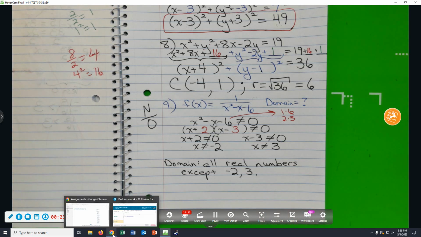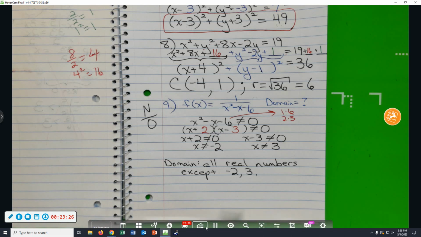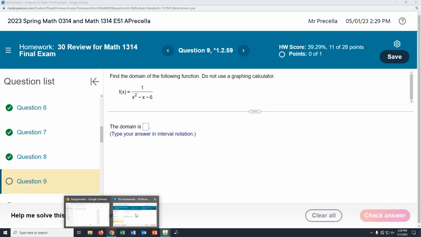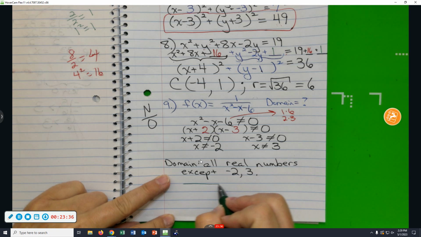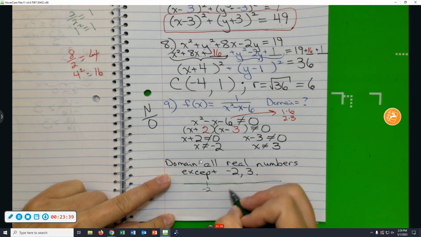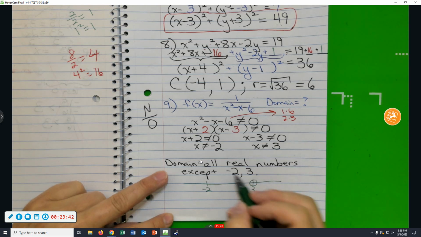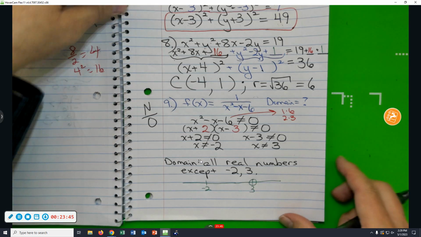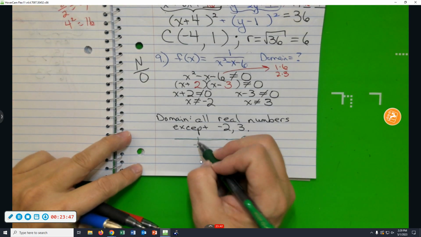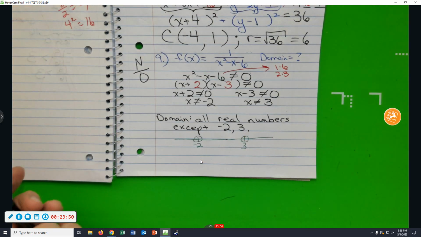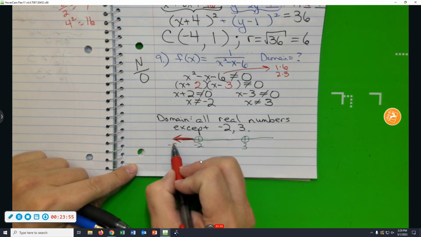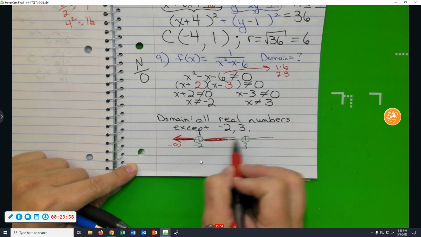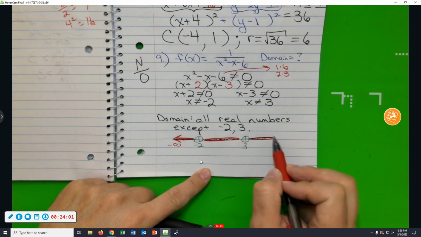But they want us to write the domain in interval notation. Notice the instructions there. So how do we write that in interval notation? I always think of a number line. I picture it on a number line. Negative 2 and 3 are like those denominator cut points. You don't want them to be used, but they can use anything else. You can use all of the numbers to the left of negative 2, the numbers between negative 2 and positive 3, and the numbers to the right of positive 3.